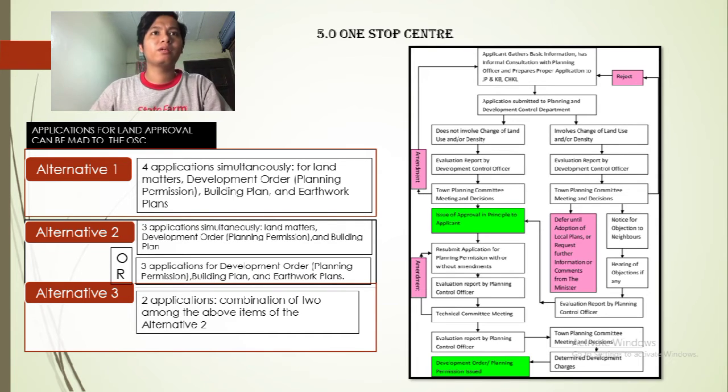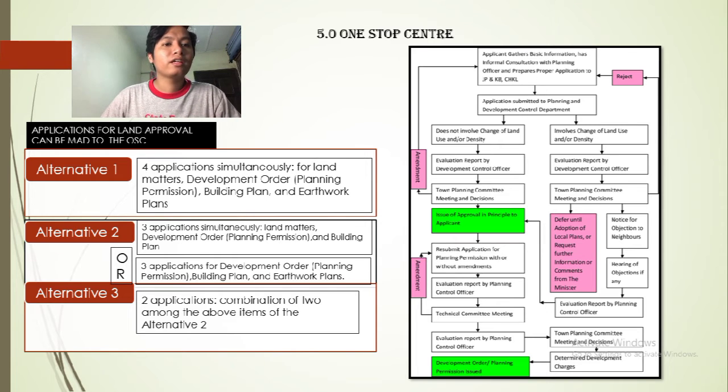So the next topic is the one-stop center. The one-stop center was established recently, around 2007 if I'm not mistaken. It was established because the old system for people to deal with the authorities was very unattractive. So the government took action to set up an OSC, or one-stop center, to make it easier for the people to deal with the authorities.